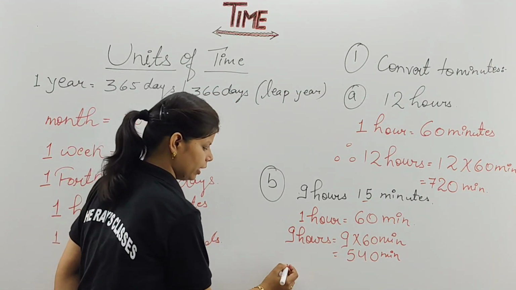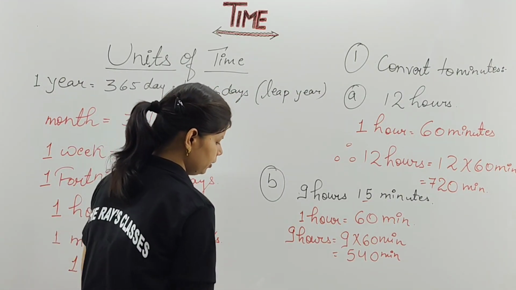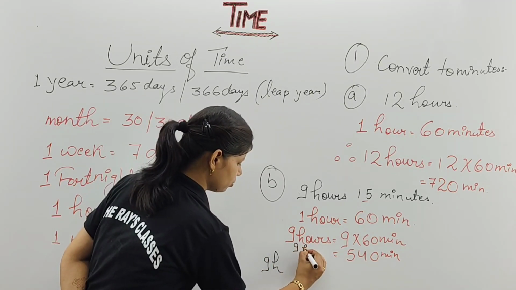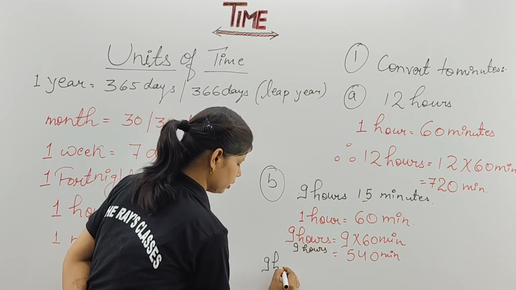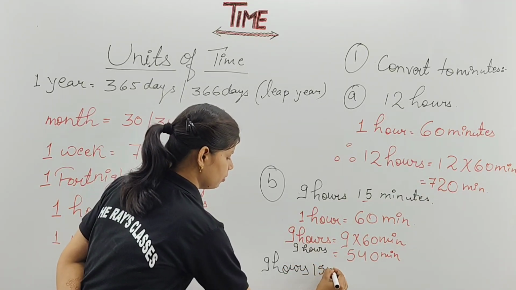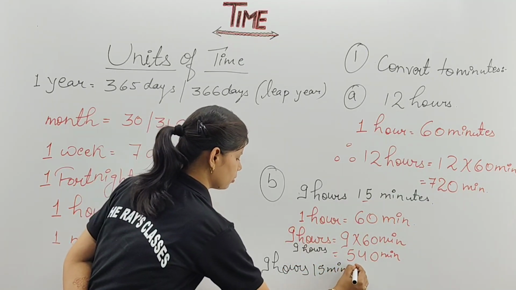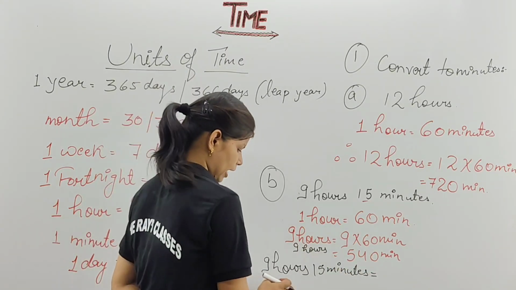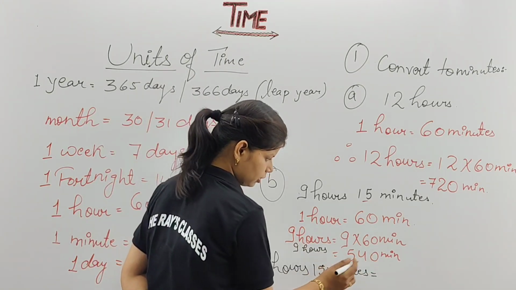You will add that one, like I'll write here. If it is written, here you are getting 9 hours, no? Then what you will do for this 9 hours? 9 hours, 15 minutes equal to 9 hours, 15 minutes equal to what?